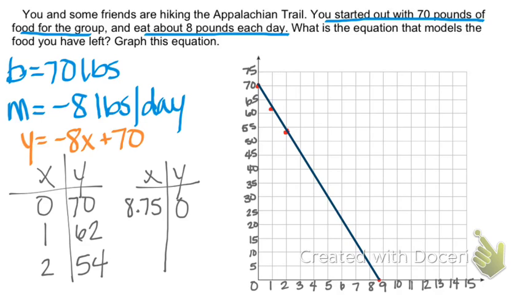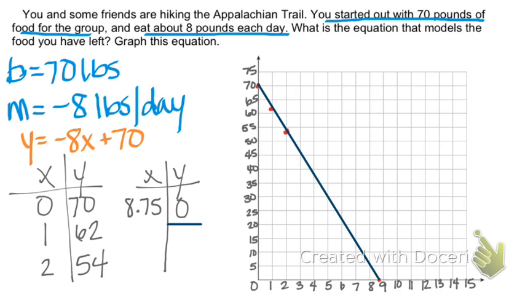Once I did that, though, I needed to look at, when am I going to run out of food? So what I did is I took this y value and I made it 0, and I worked the equation backwards to figure out what x would be when I had no more food. And after 8 3/4 days, or 8.75 days, I'd be out of food. So I grabbed those 4 points based on my numbering, and I came up with this line.